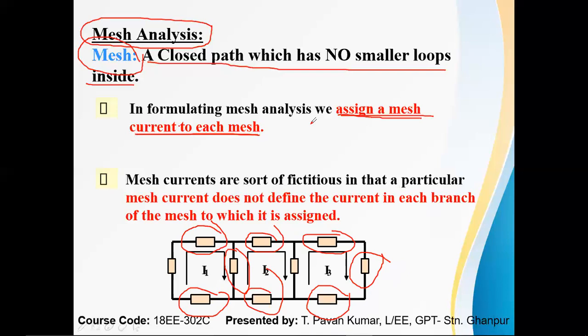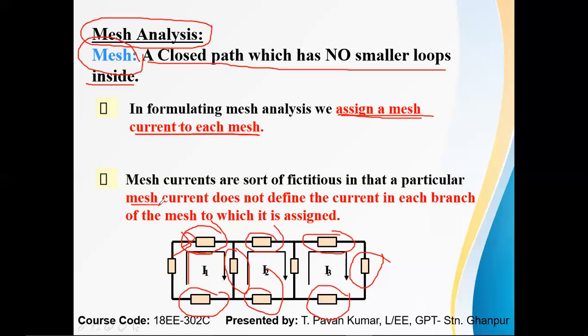Next, mesh currents are sort of fictitious. A mesh current does not define the current in each branch of the mesh to which it is assigned. So here you need to follow a rule strictly: you should not add this I1 current to the branches. That means you should not touch this mesh current to the branch. That is the reason mesh currents do not define the current in each branch.